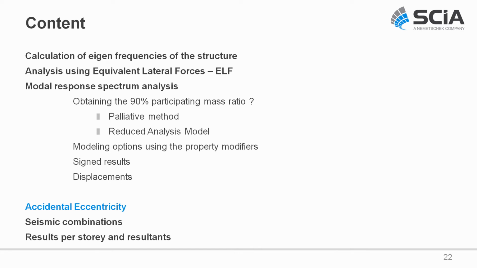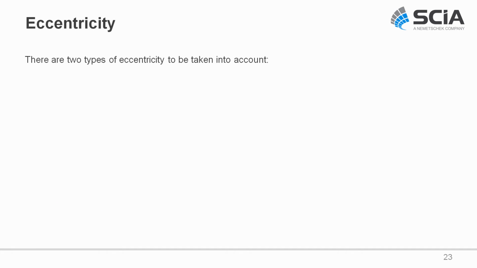Okay, I will now talk about the accidental eccentricity and how it's used in SCIA Engineer. Most of the seismic codes require that structures are checked for torsion due to mass eccentricity, including an additional eccentricity, so-called accidental eccentricity. This is required to cover inaccuracies between the real structure and the model, as well as the fact that masses that are linked to service loads may vary during the life of the structure.